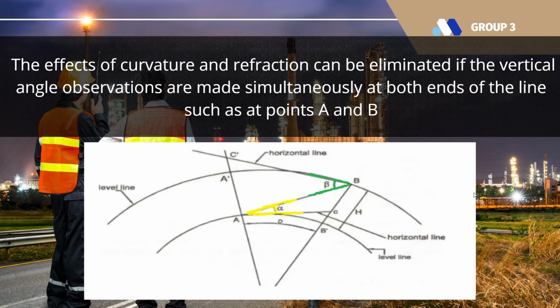So the effects of curvature and refraction can be eliminated if the vertical angle observations are made simultaneously at both ends of the line, such as at points A and B. So this means that if we can provide the vertical angles from both ends of the line at points A and B, we can then disregard the effect of curvature and refraction.